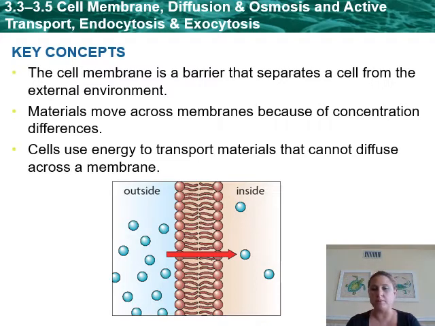Okay, so the cell membrane, if you recall, surrounds the cell. So we're going to look at how it's made and how that actually enables the cell to move things back and forth. So our key concepts: the cell membrane is a barrier that separates a cell from its external environment. The materials move across the membranes because of concentration differences, and cells use energy to transport materials that cannot diffuse across a membrane.